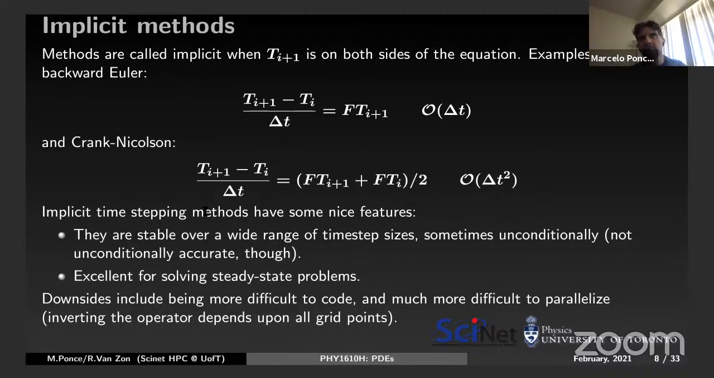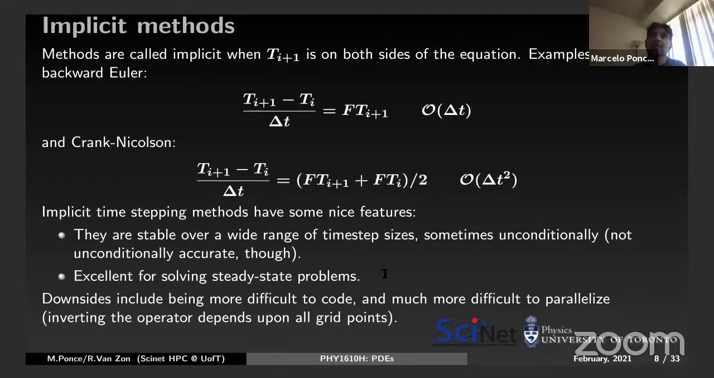You can think about this as approximating the derivative of T, the temperature as a function of time, as the middle point between the next time step and the previous time step. That's basically what you're doing, taking a second order approach, a second order accuracy term in the Taylor expansion. So the implicit time stepping method has some nice features. They are way more stable than the counterpart on the explicit side.